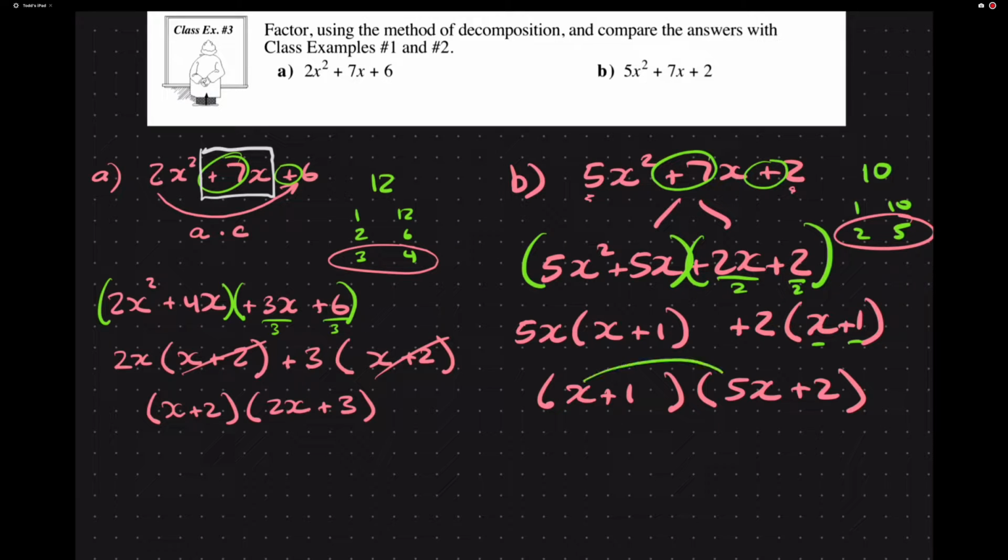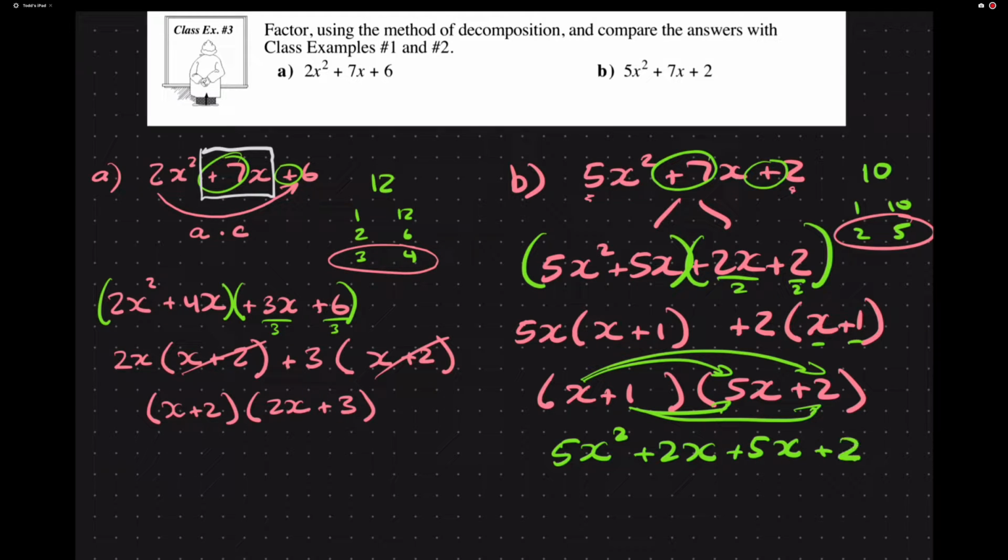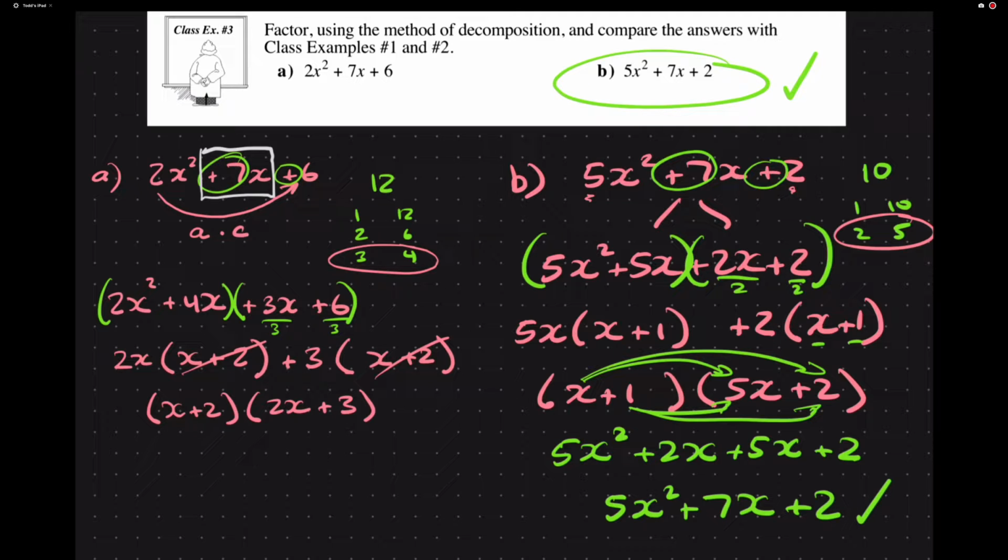So x times 5x gives us 5x squared. x times 2 gives us plus 2x. 1 times 5x gives us plus 5x. And 1 times 2 gives us plus 2. If I now gather like terms and put it in descending order, I'm going to have 5x squared plus 7x plus 2. And that's exactly what we started off with, so we are correct.